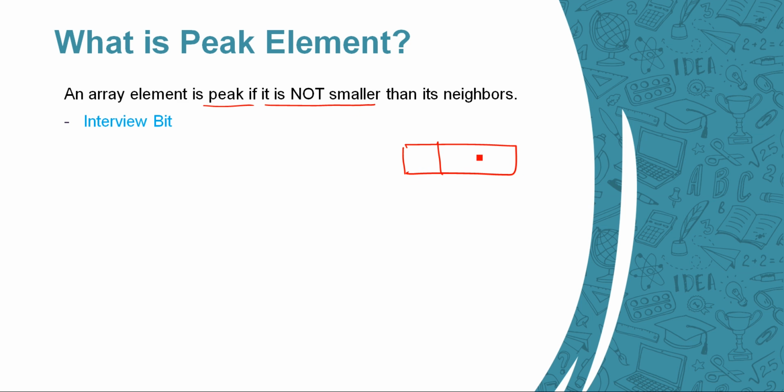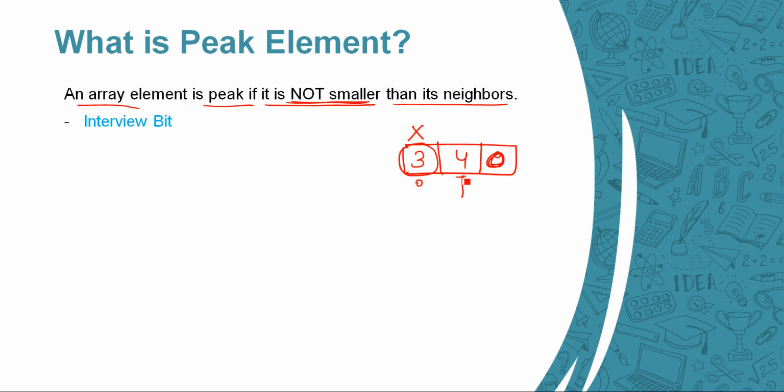Let's take the same example of size 3, with elements 3, 4, 0. An array element is a peak if it is not smaller than its neighbors. For the leftmost element, 3 at index 0, the neighbor is 4, and the question says it should not be smaller. 3 is smaller than 4, right? So this 3 is not a peak element.